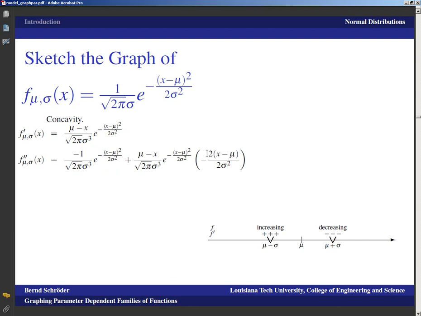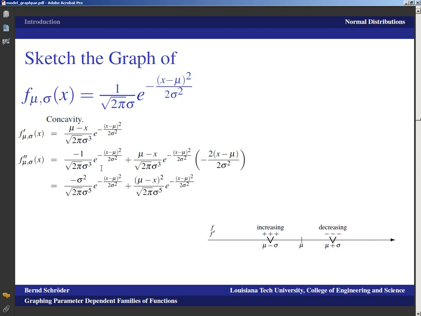And now we can see once more the 2's cancel. The sigma squared here, together with the sigma cubed, becomes a sigma to the fifth. The minus x minus mu is a mu minus x, so we end up with a mu minus x quantity squared, and that should be it on that side of the equation.